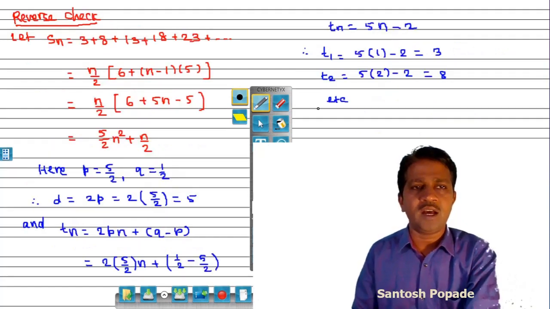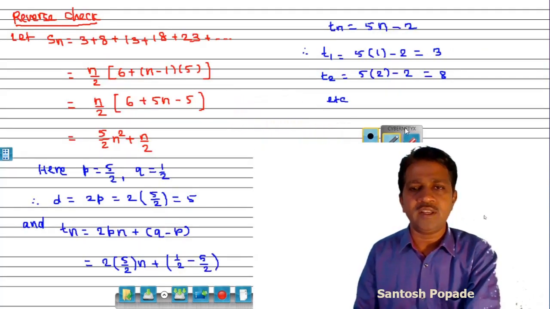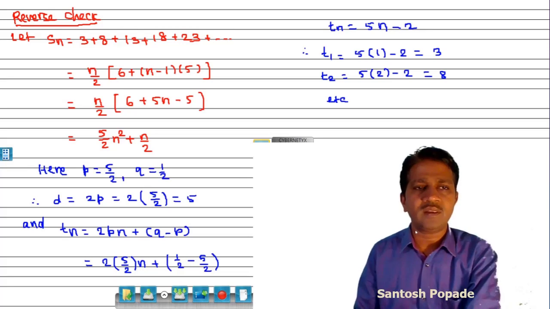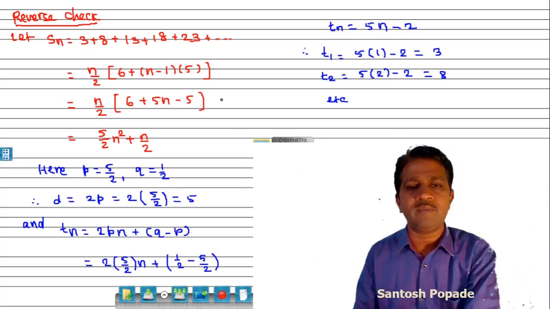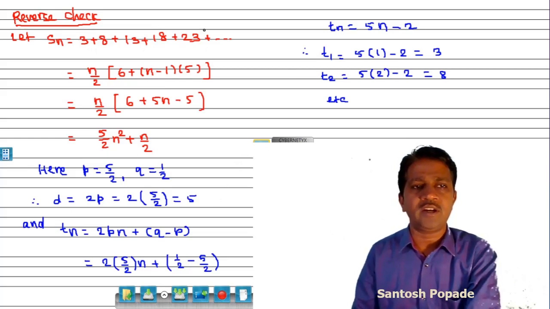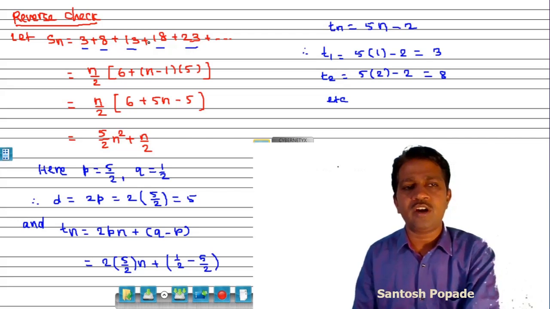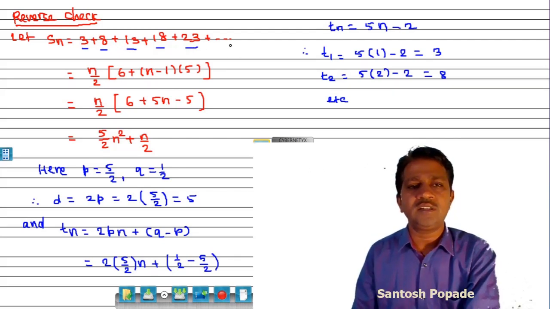Let us see one more example for this. I have considered one sum of n terms of an AP. Again, I am going to check whether this trick is correct or not. This is an AP: 3, 8, 13, 18, 23, with commas there, and you will get a sequence. And this is now the sum of n terms.